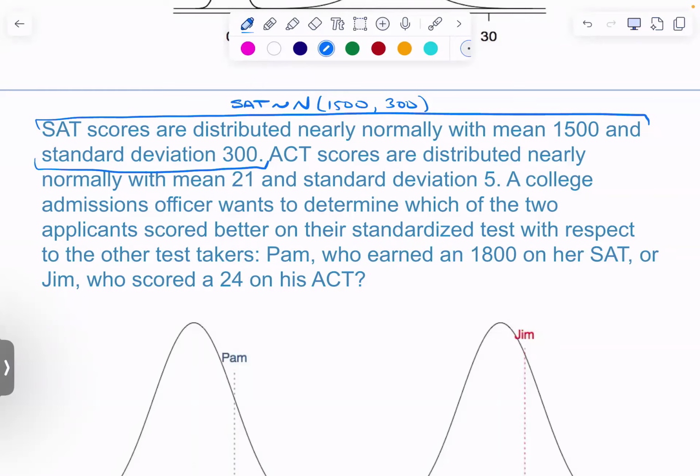Whereas ACT scores, I'll use green, are distributed nearly normally with a mean of 21 and a standard deviation of 5. So they're just on a smaller scale, right? But I think they're supposed to test similar things. So the ACT scores follow a normal distribution with a mean of 21 and a standard deviation of 5.